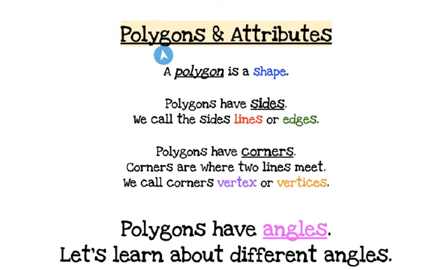So we are learning about polygons and their attributes. A polygon is a shape. Polygons have sides. We call the sides lines or edges. Polygons have corners. Corners are where 2 lines meet. We call corners the vertex or vertices. Polygons have angles. Let's learn about different angles.